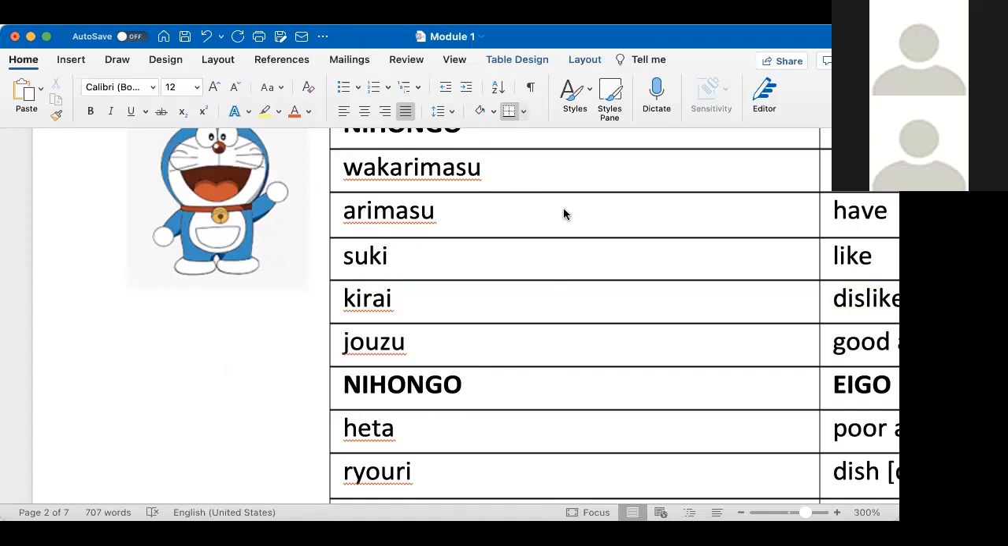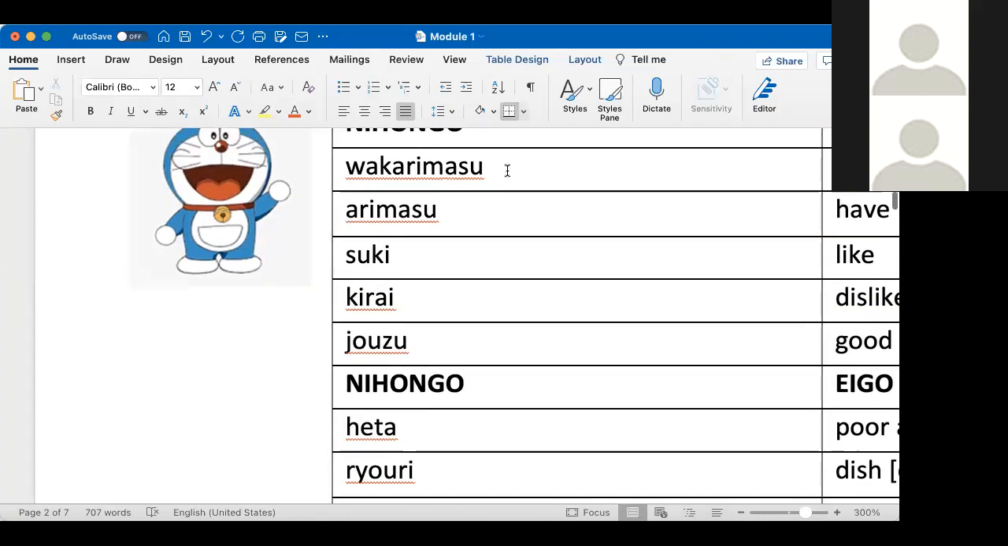Yonde kudasai. This one, wakarimas. Let's start with wakarimas. Wakarimas. Arimasu. Arimas. Walang su. Okay, excuse me. Wala po tayong su sa dulo, no? It's more of parang ano lang siya. Parang arimas, arimas. Parang ganun lang siya. Mas, arimas. Parang ganun sa dulo.